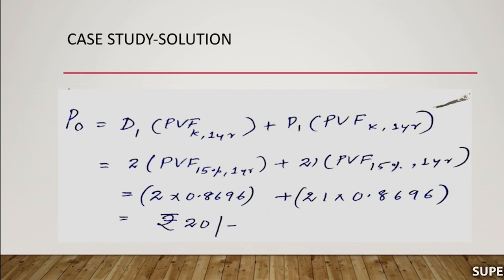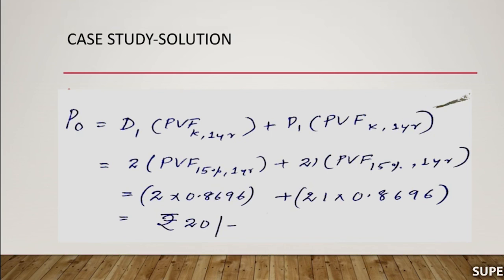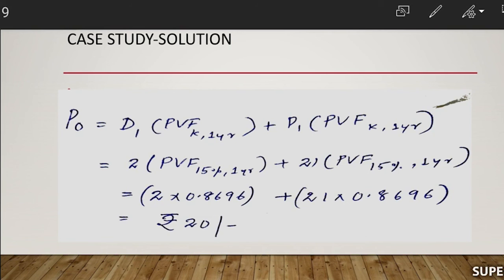The present value factor at 15% in the first year is 0.8696. So we multiply this with rupees 2, plus the present value factor at 15%, 1 year, which is 0.8696, multiplied with 21 also. That means 2 into 0.8696 plus 21 into 0.8696. Then we get rupees 20 as the intrinsic value of this share. So this is about single period valuation. Thank you.